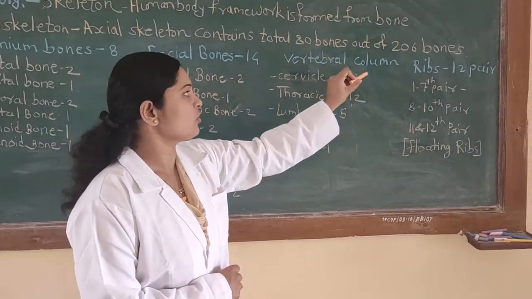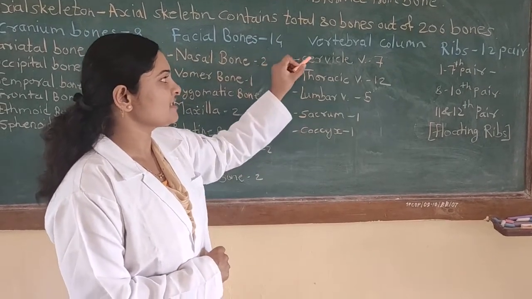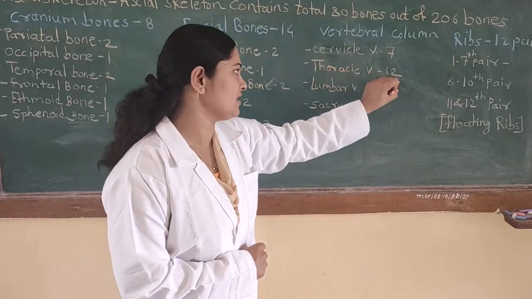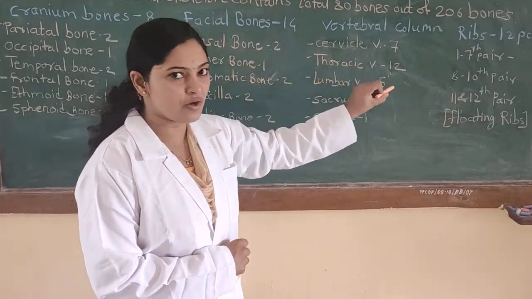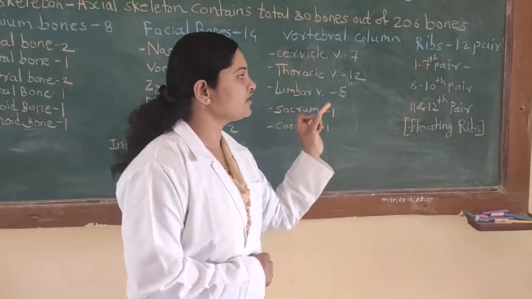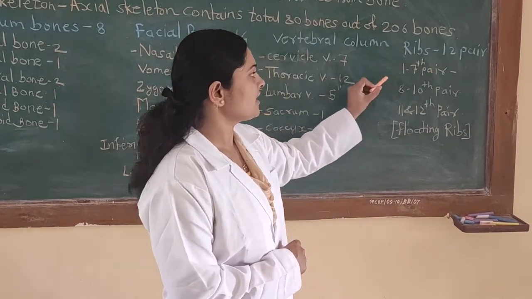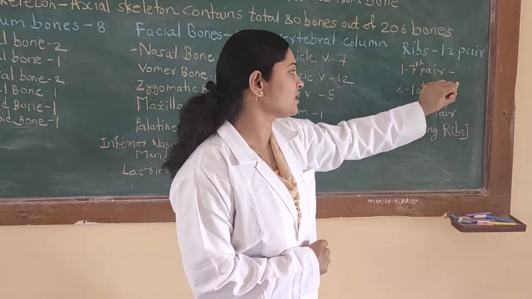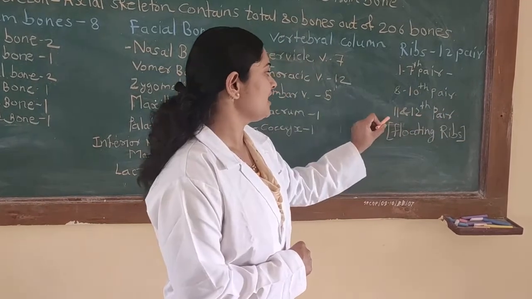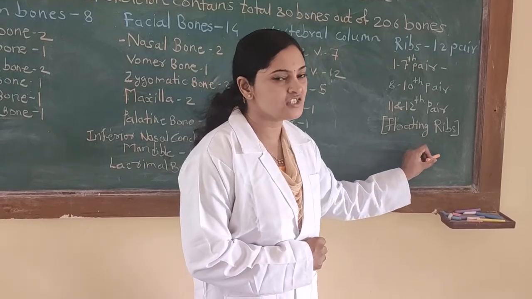Now the vertebral column. In the vertebral column there are vertebrae: cervical vertebrae, 7 in number, thoracic vertebrae, 12, lumbar vertebrae, 5, then the sacrum, 1, and the coccyx, 1. And ribs: there are 12 pairs of ribs. Pairs 1 to 7 decrease in length going down, 8 to 10 also decrease, and pairs 11 and 12 are called floating ribs.